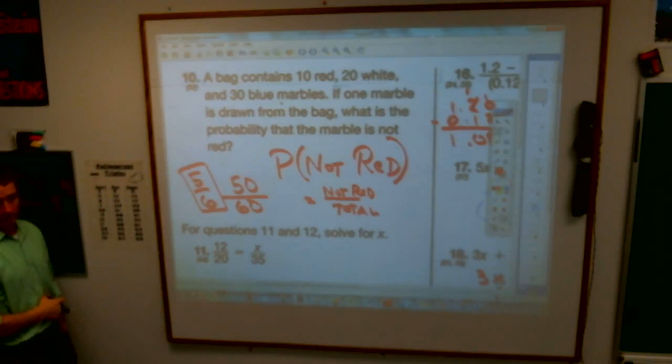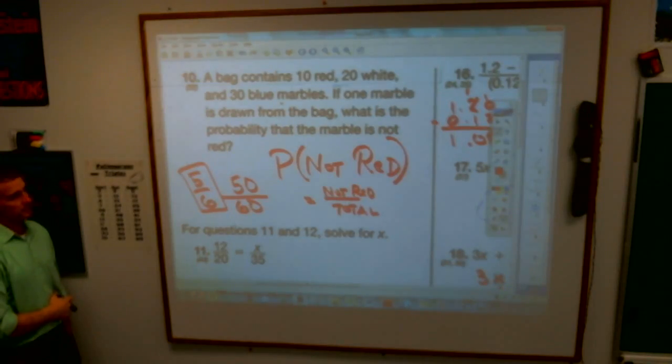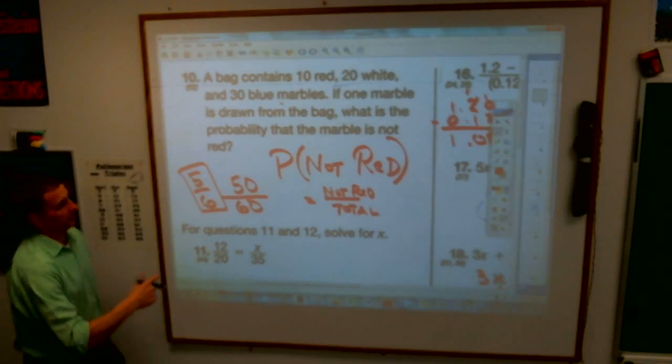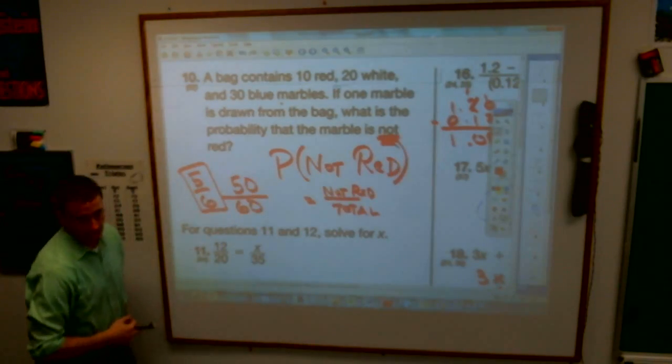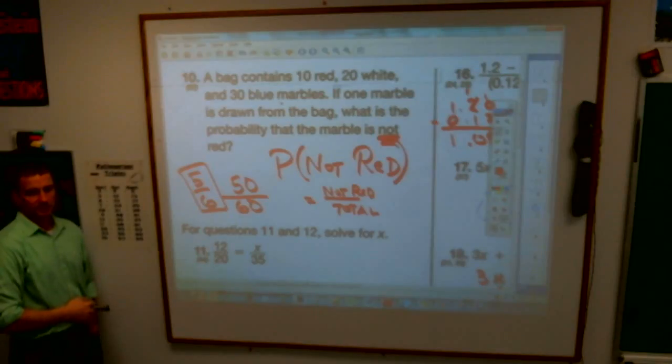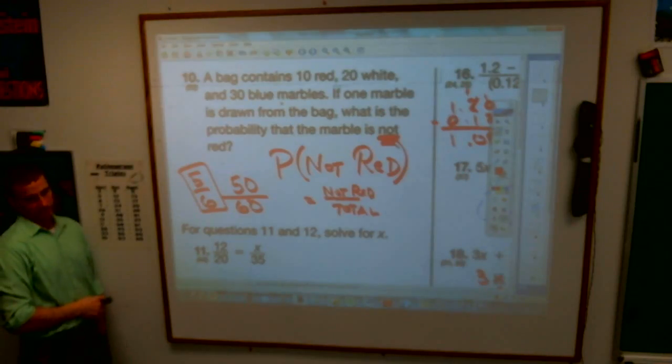I have 1/6 because that's the probability of the ones that were red. Yeah. But it doesn't ask you for that. It says what's the probability that a marble is not red. So note to self, read the problem. Answer the question asked. Life is much better.